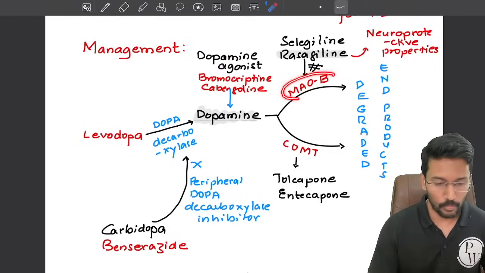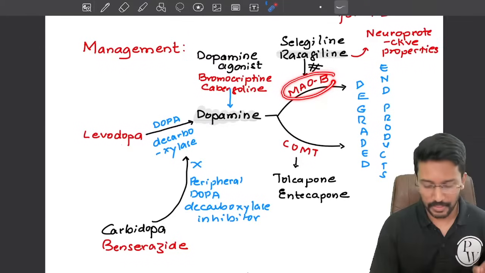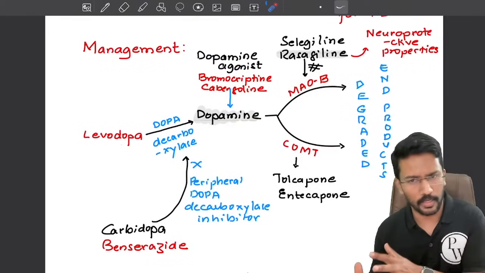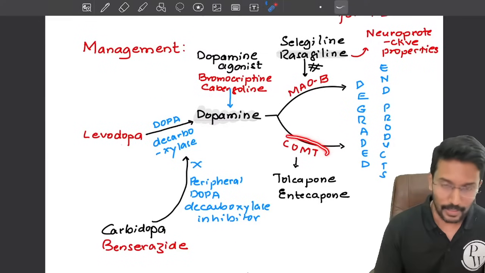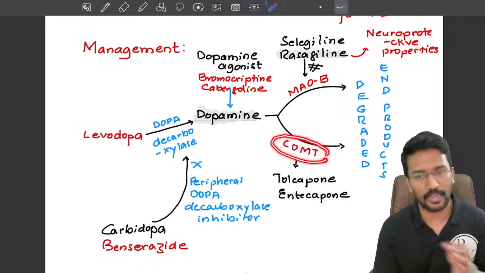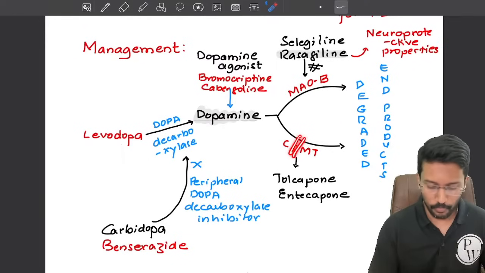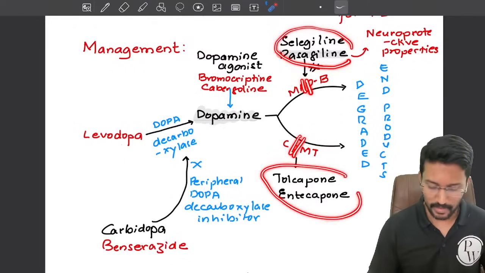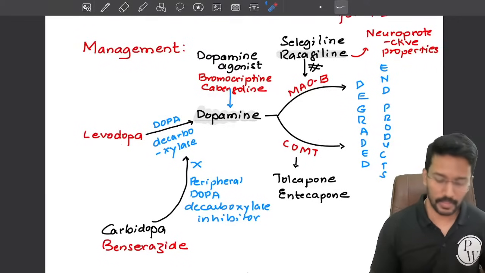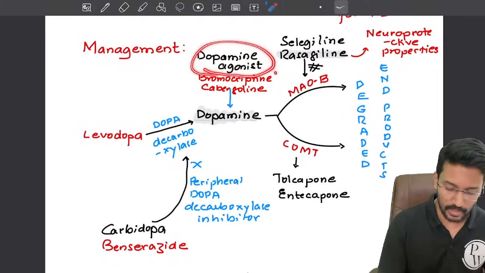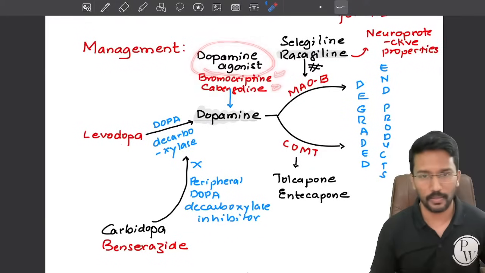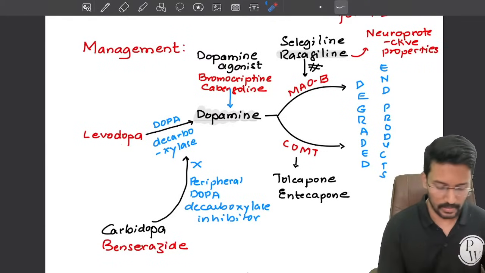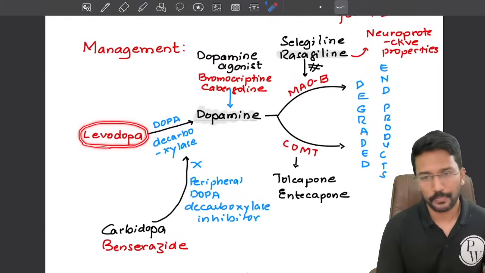There is an enzyme called monoamine oxidase B, which converts the dopamine to unusable end products. Similarly, there is catechol O-methyl transferase, which degrades dopamine. So we have option of blocking these with drugs like selegiline, rasagiline, or tolcapone, entacapone. Other option is that we can give dopamine agonists like bromocriptine or cabergoline. Other option is we can supply the raw materials for the dopamine synthesis like levodopa, right?